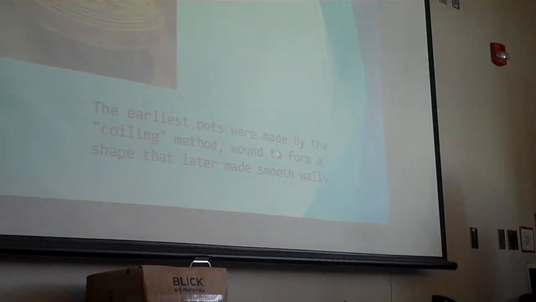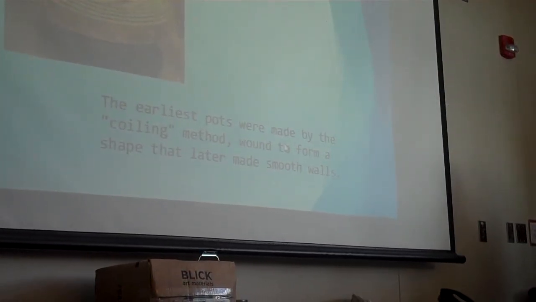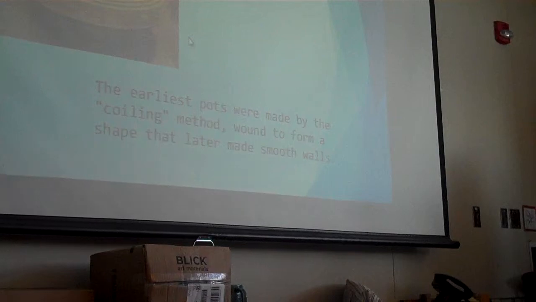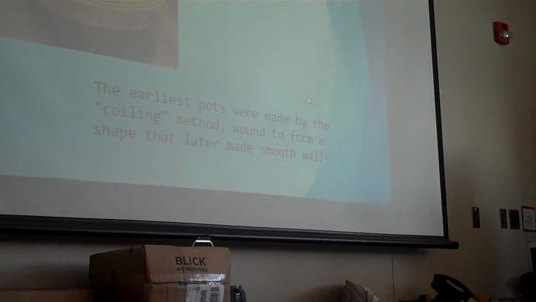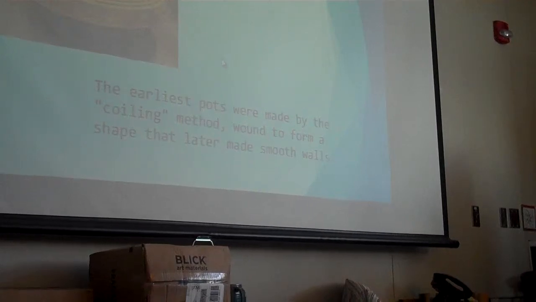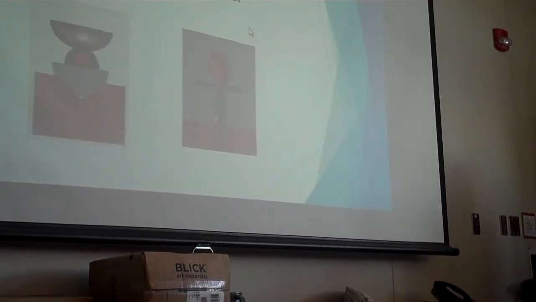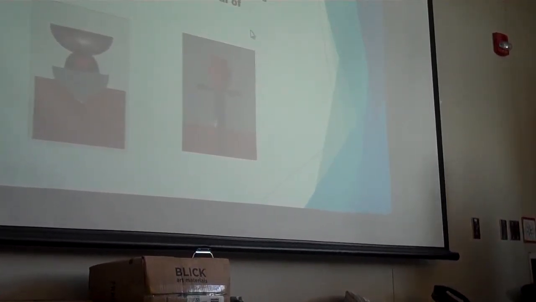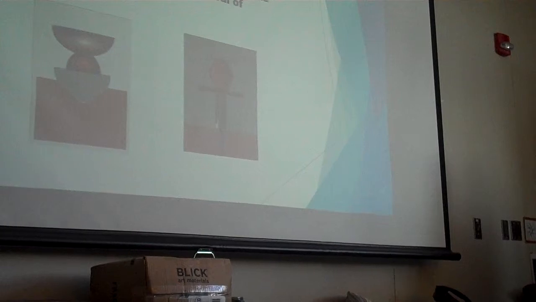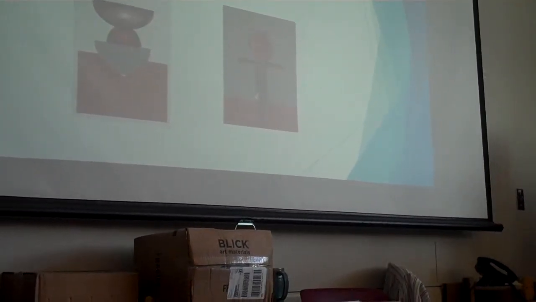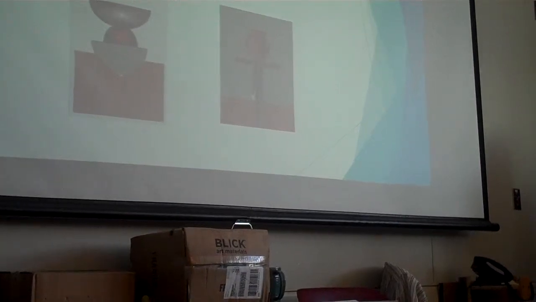The earliest pots were made by the coiling method, which you now know. Wound to form shapes, that means smooth walls. Okay, this is an early Mesopotamian pot. That is from the coil method. Very smooth and symmetrical. Now the potter's wheel was probably invented in the 4th millennium BC, but spread across Asia, Eurasia, and Africa.